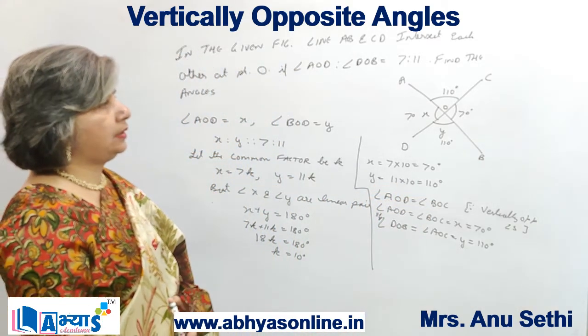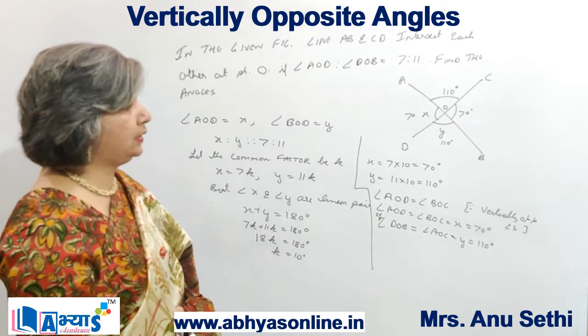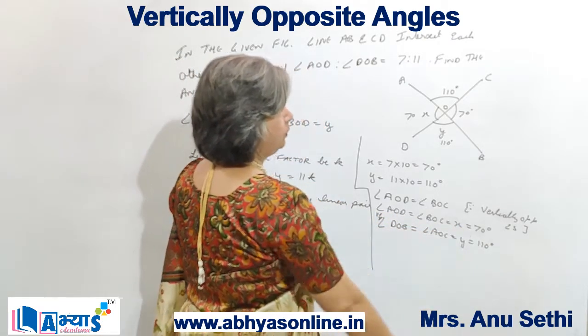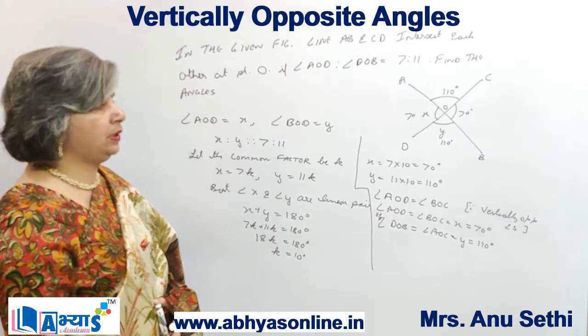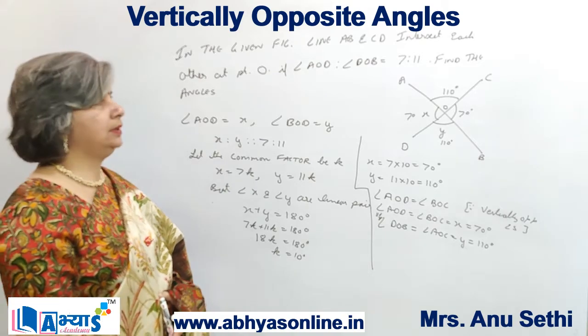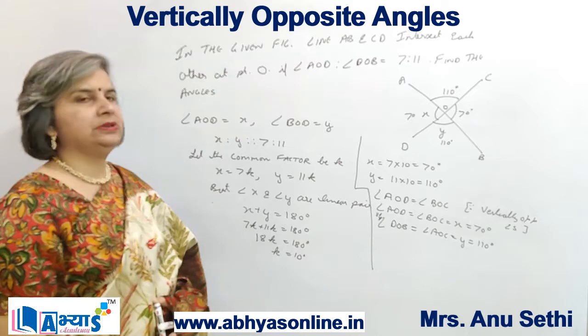Now we know that angle AOD and angle BOC are equal because they are vertically opposite angles, and therefore angle AOD is equal to angle BOC is equal to x, that is 70 degrees. Similarly, DOB is equal to AOC is equal to y, and it is 110 degrees. So this is how we can find all the angles when we know that the ratio is 7 is to 11.